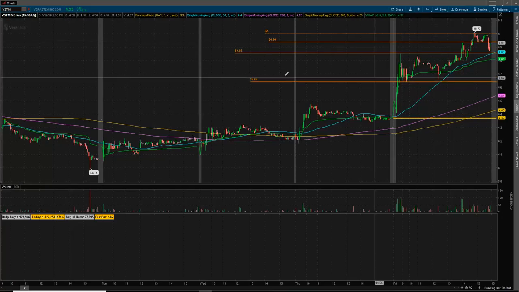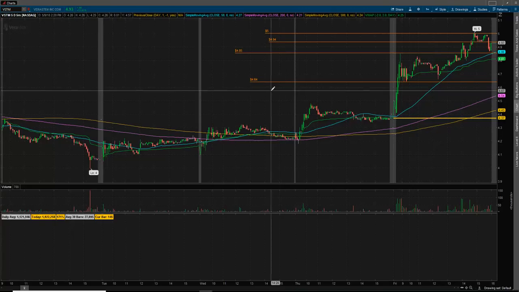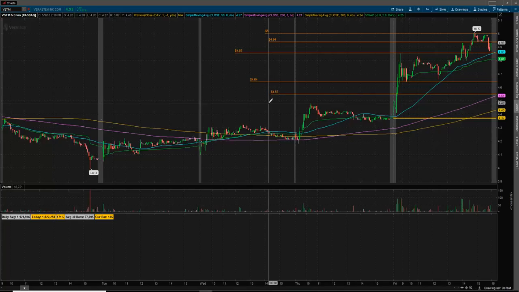If it breaks down 464, it could potentially hold this 455 level, or really it can get down to 448, which is what I think would happen. So these are the levels that I'm looking at for VSTL. But it's not my number one watch for Monday for sure. It's just something I would keep an eye on.